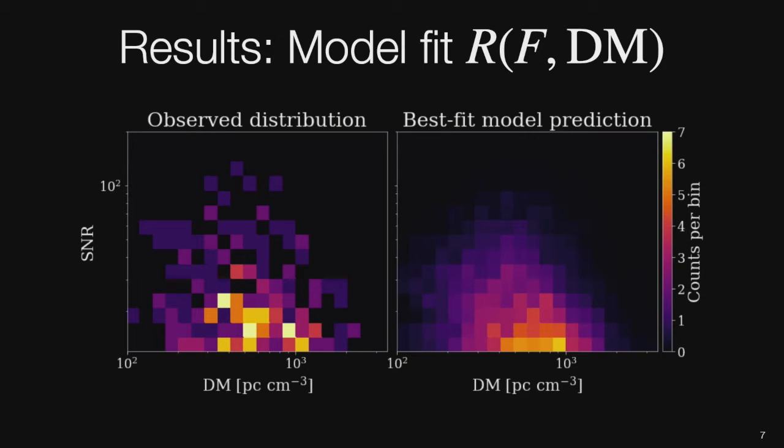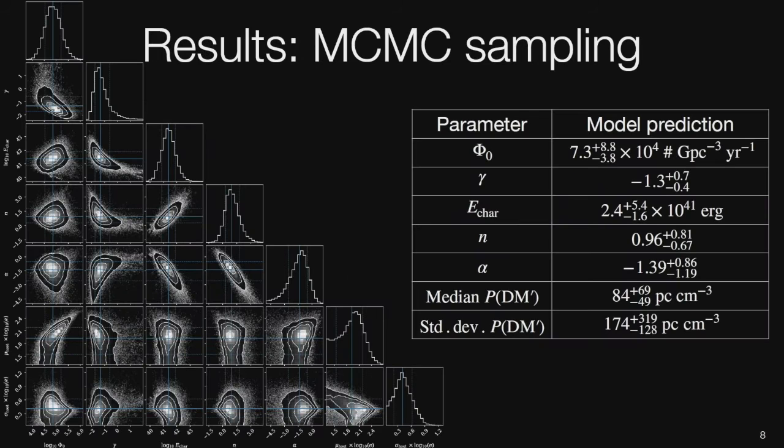So after taking into account all these selection effects and moving parts, we obtained this model fit for this R of FDM. Shown here, on the left is the observed catalog 1 data, and on the right is our model prediction. You can see that the data is entirely consistent with being the model plus some Poissonian noise. To get these results, we did a full MCMC sampling of a Poissonian likelihood using uniform priors, and these are our full results.